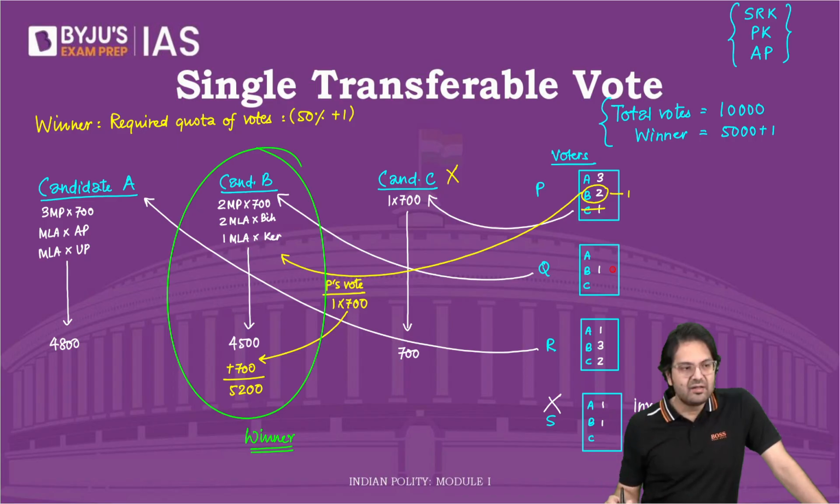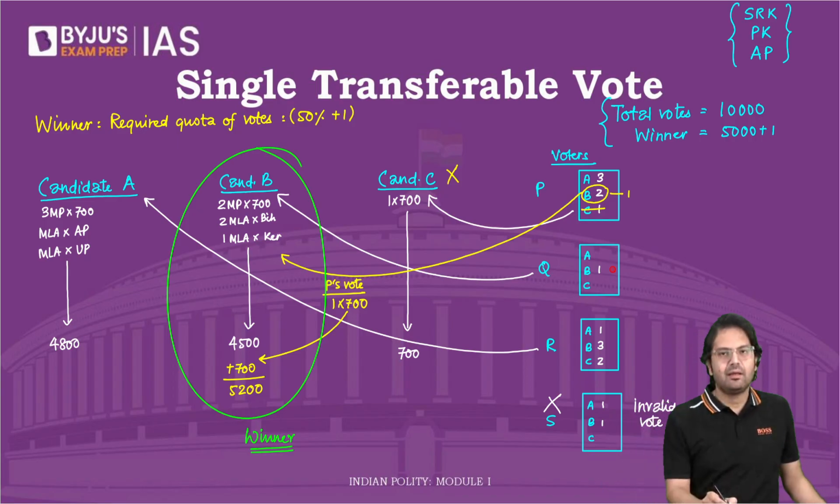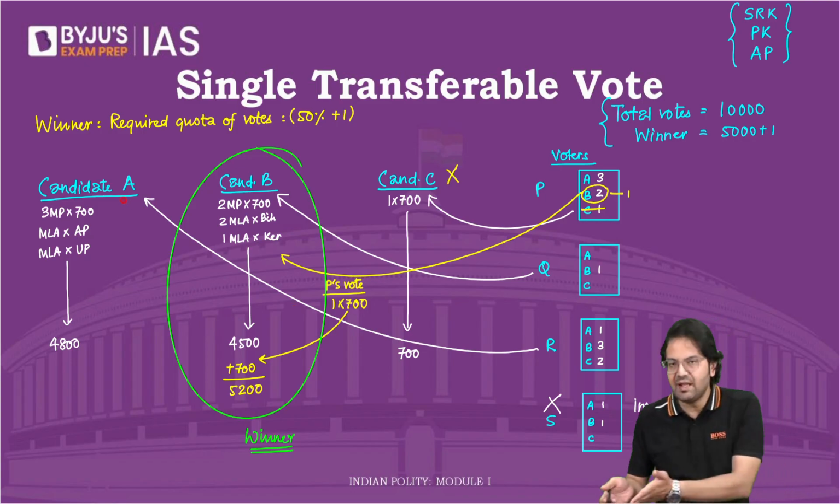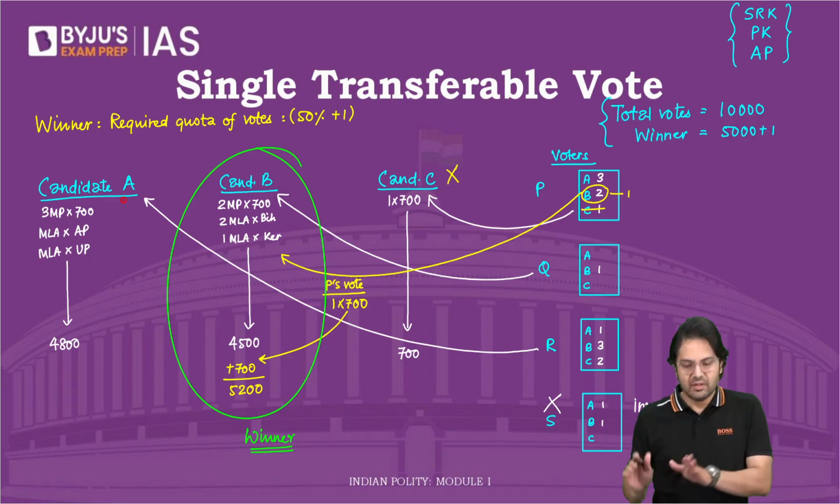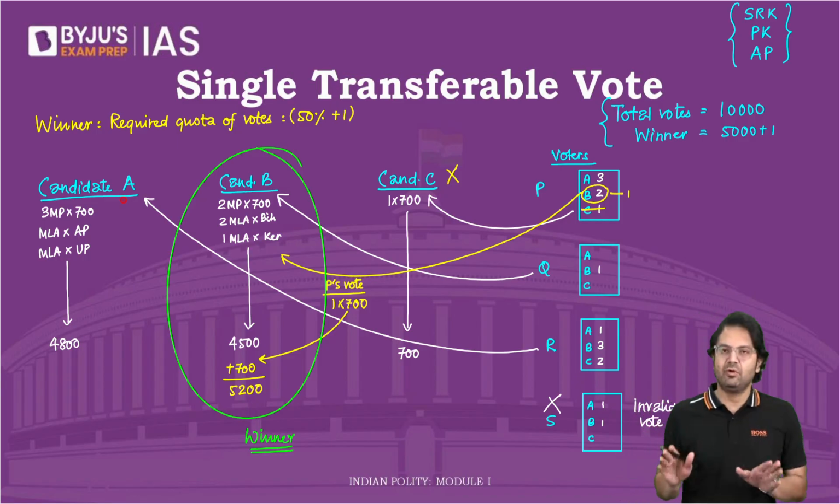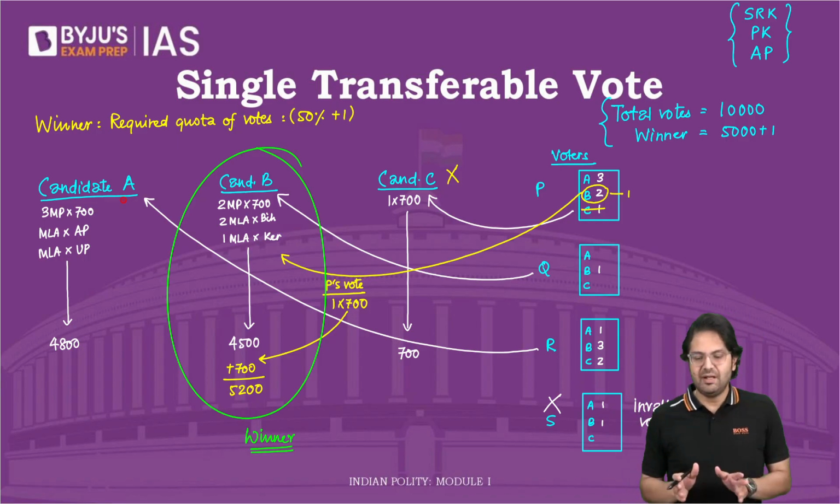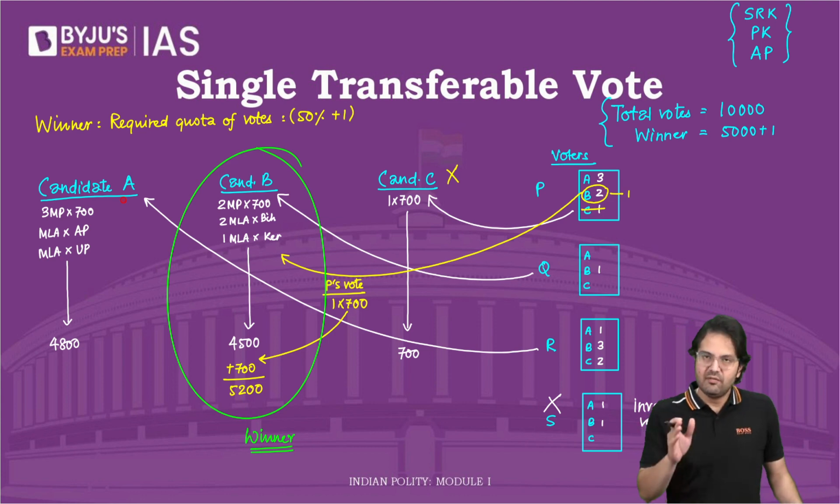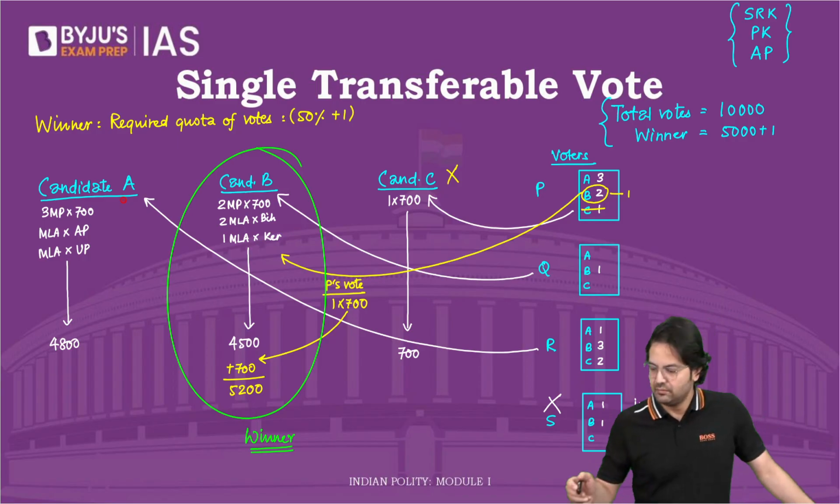Okay. R's vote has gone to A. It is there with A only. A is still in the race. You cannot cancel R's vote. Are you able to understand it? Okay. This is what is single transferable vote. It is a procedure, right? It is not some one-line definition. It's a procedure where votes are transferred based on preference.